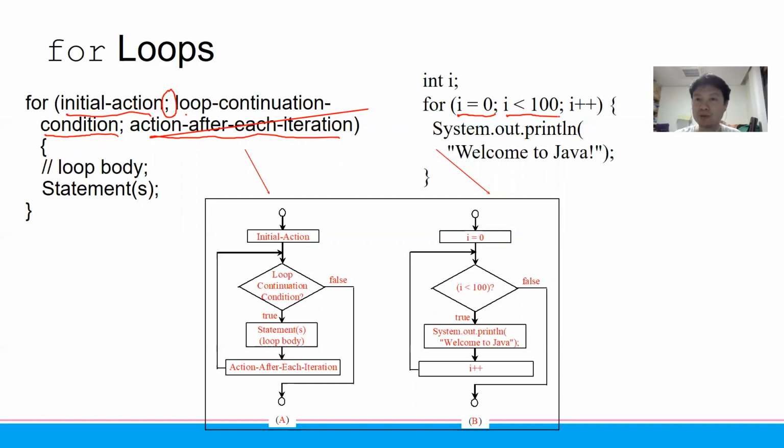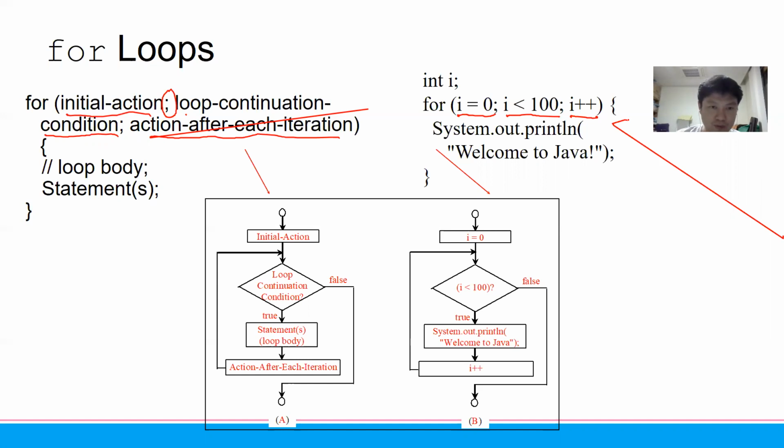And after we print Welcome to Java, we will do the action after each iteration. This is the action after you run all the statements inside the curly bracket. Inside the curly bracket, you will do the statement, which is the print line. And after that, with i++, i will be increased to the new value, which is 1. Then you will check again with the condition: 1 is less than 100. Yes, it is true, so you will print Welcome to Java again. It will keep looping until the condition is false.